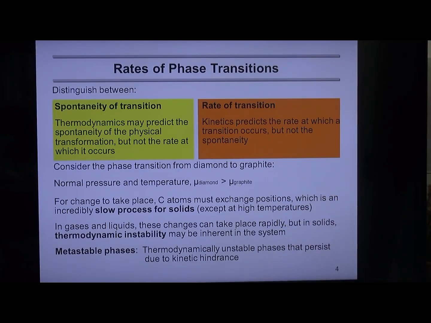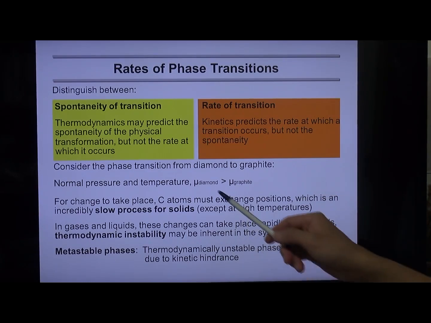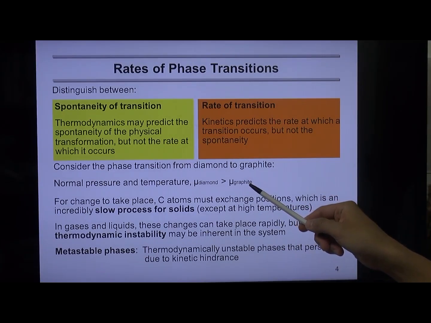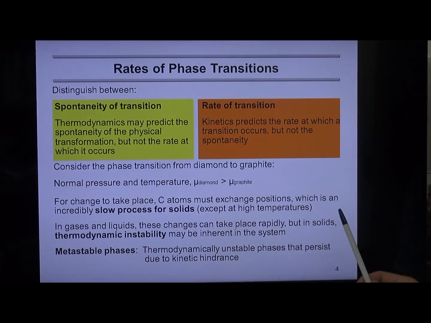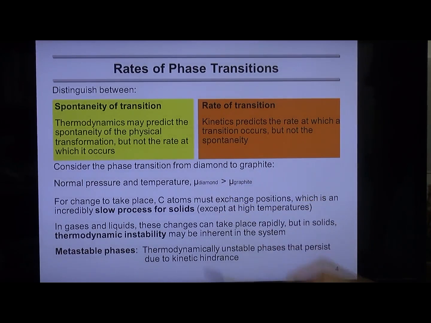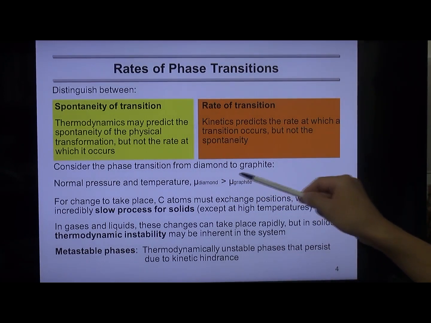Diamond and graphite have the same chemical formula, just carbon. If you compare the chemical potential of diamond and graphite at, for example, 1 bar and 25 degrees C, the chemical potential of graphite is actually lower than that of diamond. So graphite is the more stable phase. All carbon material should exist as graphite.